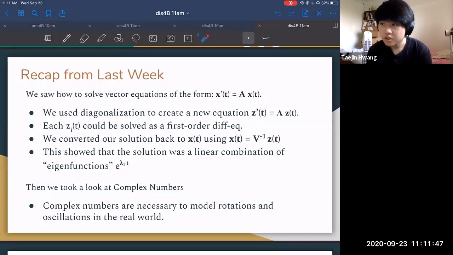And then on Monday, in this discussion, we took a look at complex numbers. I'm not sure if the motivation was 100% clear there, but the real motivation behind complex numbers is to model rotations and oscillations that occur in the real world. Even though something is occurring in the real world, like a rotation or an oscillation, complex numbers are a very helpful tool to help us understand what those actually mean.